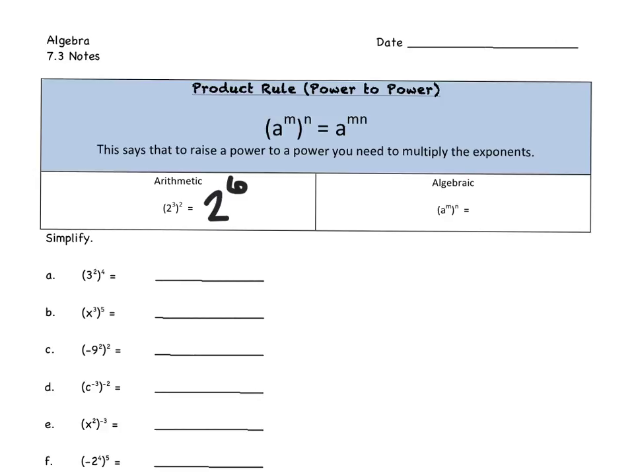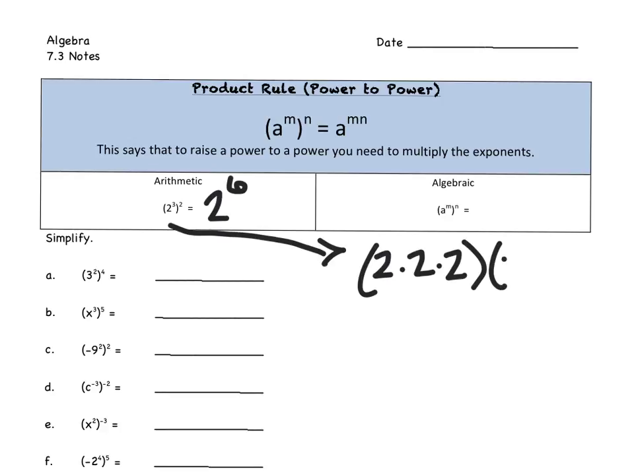Now, the reason why the product rule with power to power works the way that it does is because when you take 2 to the third power, 2 to the third power is 2 times 2 times 2, and you're taking that and you're squaring it, so you're multiplying it by itself. So 2 times 2 times 2. So all together we have 2 to the 6th power, because we have 6 2's that we're multiplying together.